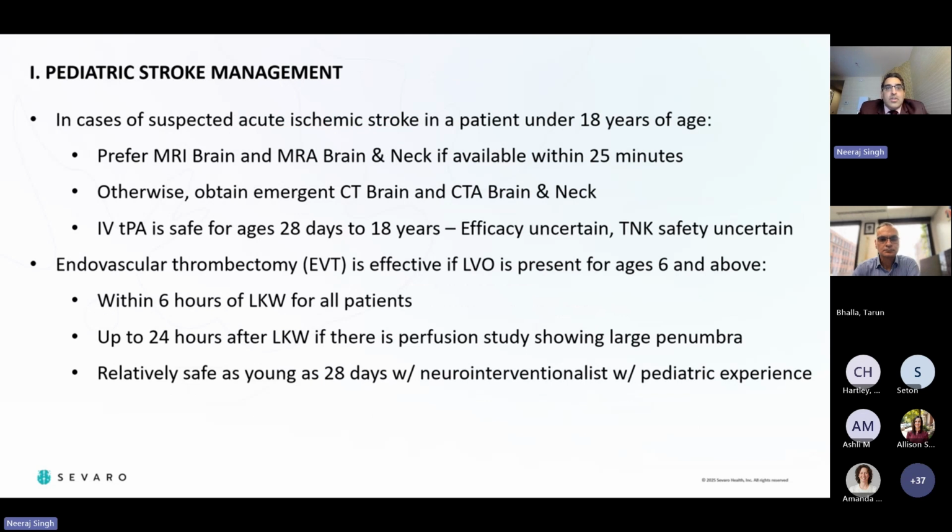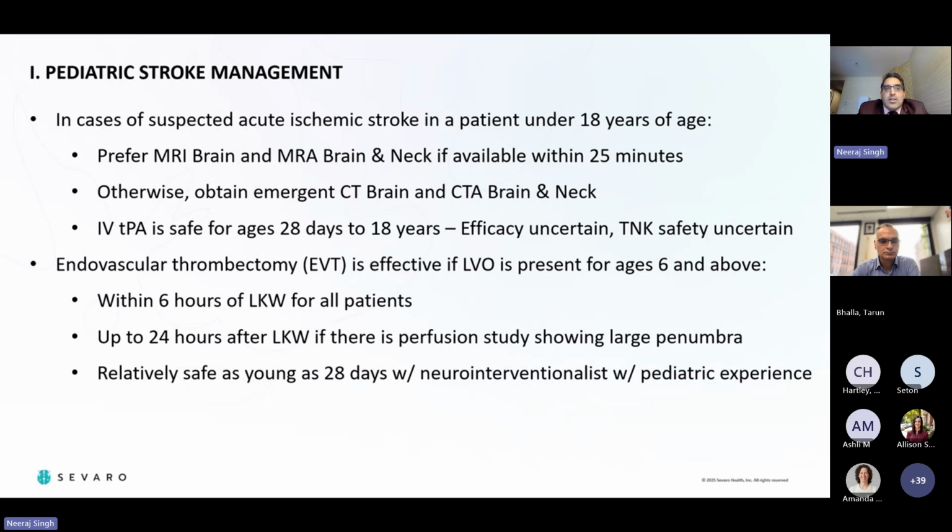So just first briefly, just to get this part clarified and done, pediatric stroke management. So in cases of suspected acute stroke in a patient under 18 years of age, again, prior to this year, there weren't clear guidelines. Now the recommendation is, in order to try to minimize radiation exposure, there's a preference in such patients for MRI brain and MR angiogram of head and neck, if available in an emergency setting within 25 minutes. If it's known that it won't be available in that time, then the recommendations go straight to emergent non-contrast CT brain and CT angiogram of the head and neck, similar to what we would do for an adult, that we go straight to those for an adult, not even waiting for MRI.